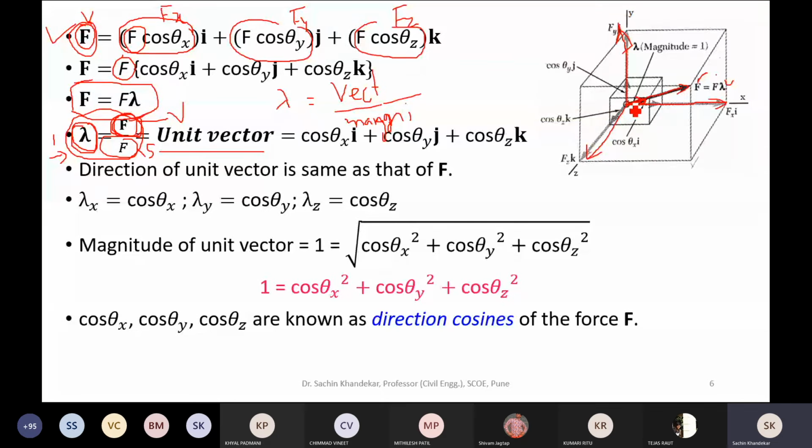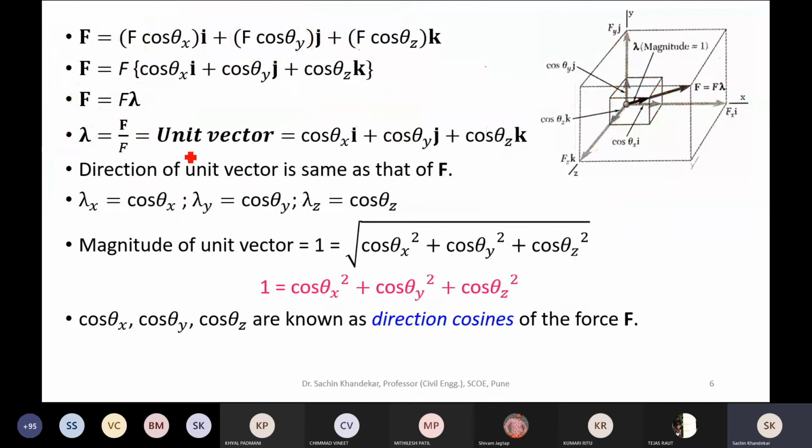And when I resolve this unit vector along the x-axis, y-axis, and z-axis, the corresponding magnitudes have been shown by this particular cube. I hope you are getting what I am saying, right? Now I am defining this unit vector as lambda equal to F divided by its magnitude. If I divide it, definitely I will get this form, very simple, correct?